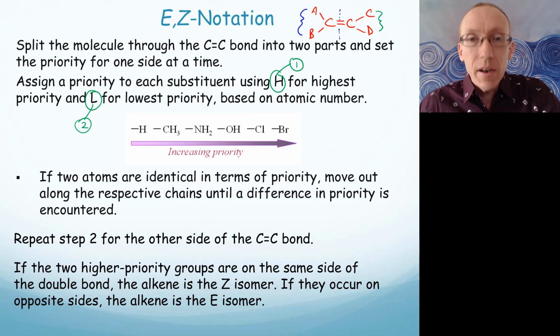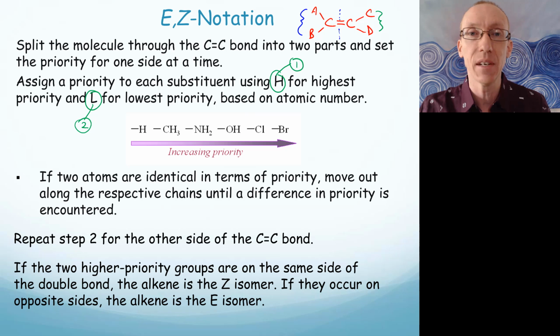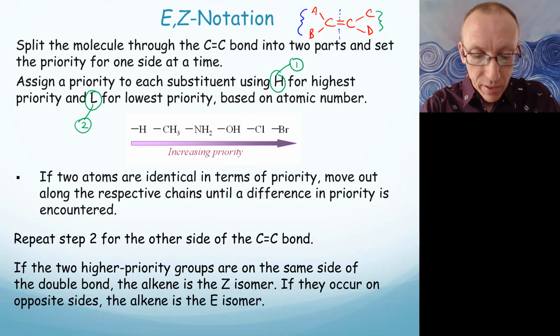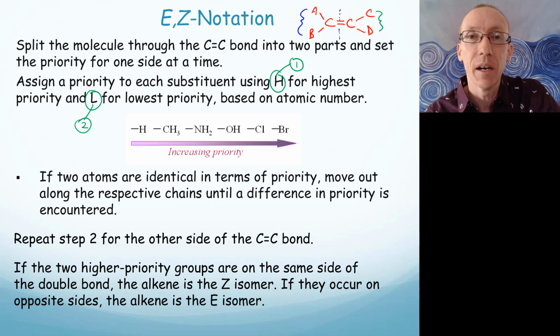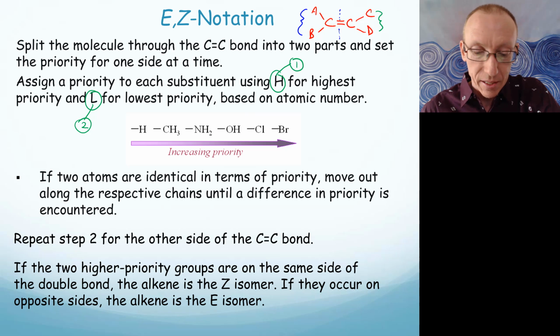So the priority increases with atomic number, and we start at the atom that's directly attached to the alkene first, and then work our way out along a chain if we need to, according to when we find the first point of difference. Okay, so here we've got arranged a small subset of groups that could be attached to an alkene in terms of increasing priority.